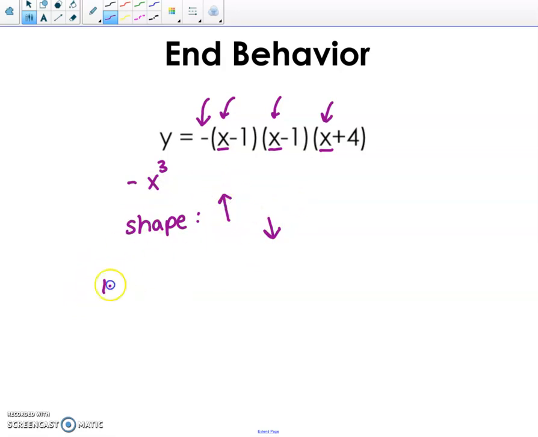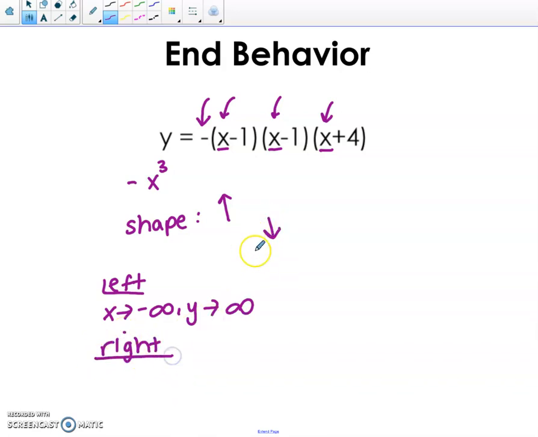So the left end here is going to correspond to the second quadrant. x will be approaching negative infinity as y approaches positive infinity. And the right end will correspond to the fourth quadrant. So x will be approaching positive infinity as y approaches negative infinity.